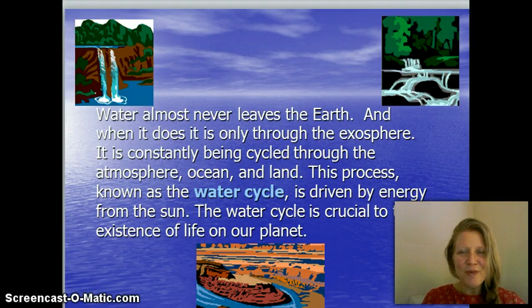We also know that water almost never leaves the Earth, and if it does, it's only in very minute amounts to the exosphere, and it's constantly being cycled through the atmosphere, ocean, and land. And this process again is known as the water cycle, and it's driven by energy from the sun.